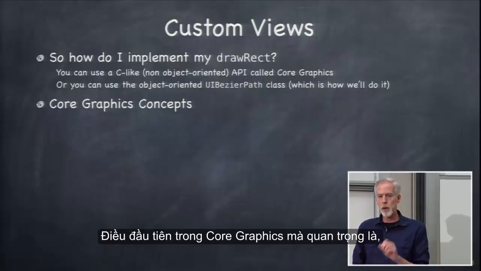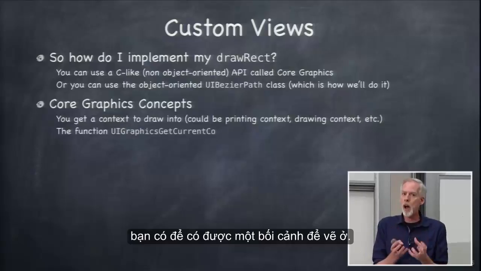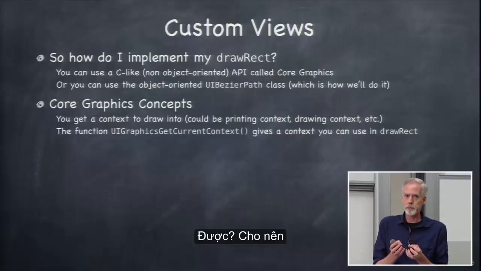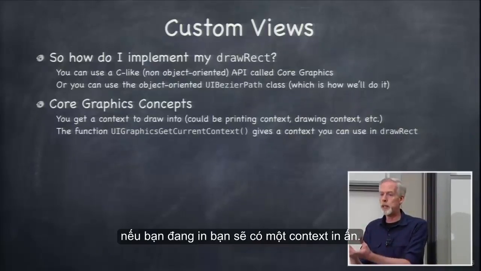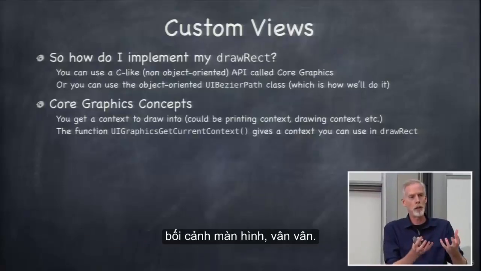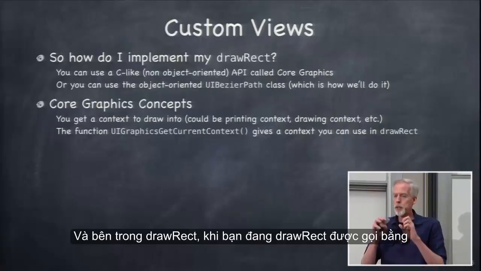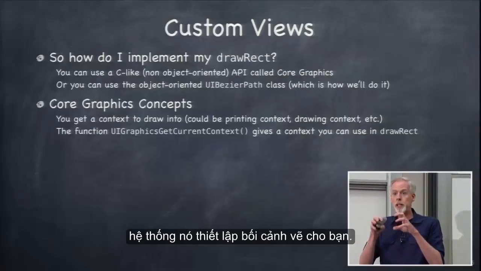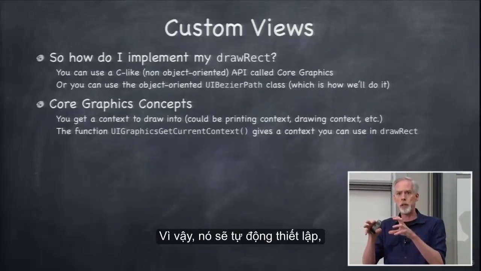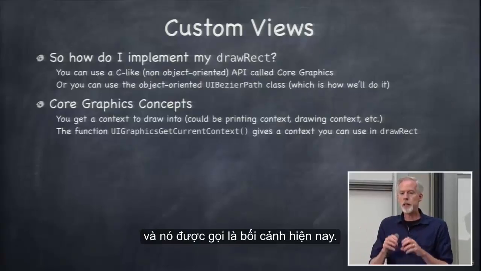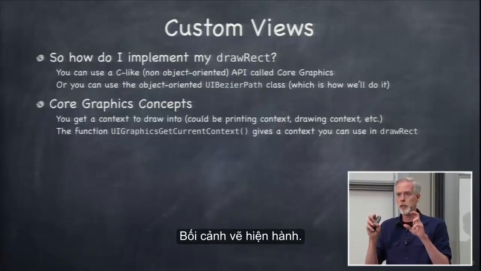The first thing in Core Graphics that's important is you have to get a context to draw in. Okay? So if you're printing, you'll have a printing context. If you're drawing on screen, you'll have a draw on screen context, etc. And inside drawRect, when your drawRect is called by the system, it sets up the drawing context for you. So it's automatically set up. And it's called the current context, the current drawing context.